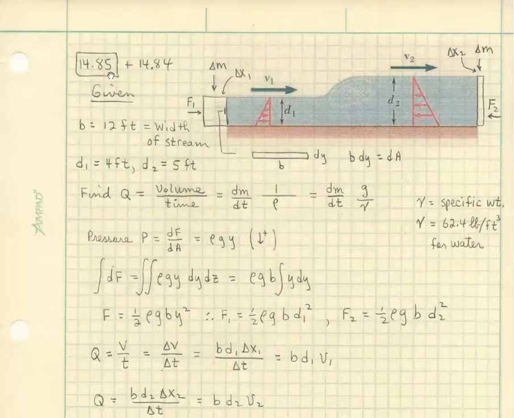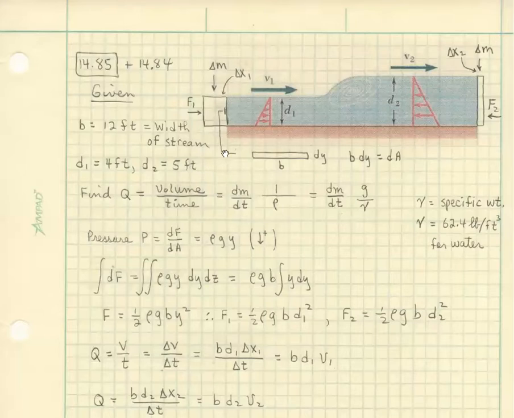Problem 14.85 is really problem 14.84, just plugging in numbers to the solution of 14.84. We're given that the width of the stream is 12 feet, that the depth D1 here at 1 is 4 feet, and the depth over here at 2 is 2 feet.